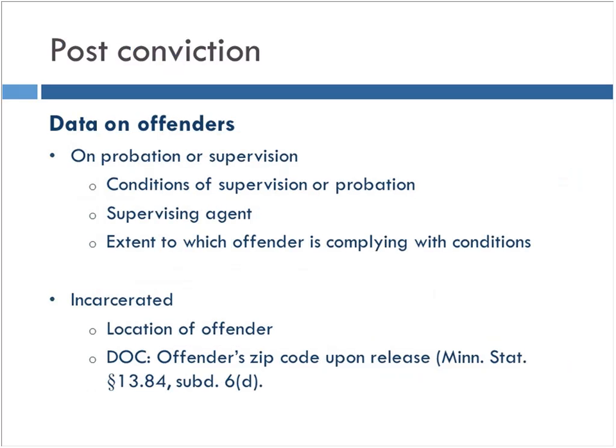Post-conviction, just a couple things. There's some data on offenders that victims have a right to, and anyone has a right to, because it's public data. You get to know conditions of supervision or probation, the name of the supervising agent, and the extent to which the offender is complying with the conditions. And while incarcerated, you get to know the location of the offender, and for domestic abuse victims with qualified offenses, you get to know the offender's zip code upon release.